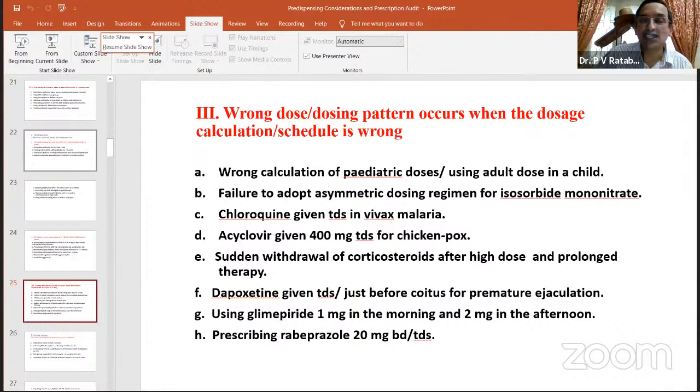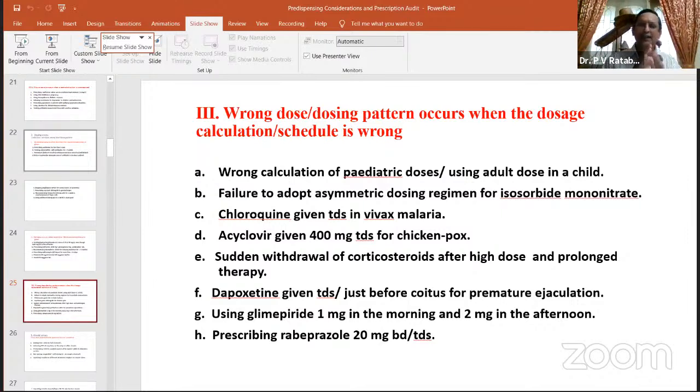Dapoxetine given TDS or just before coitus for premature ejaculation is again wrong. It has to be given 30 minutes before coitus. Next one is very, very common: using glimepiride 1 milligram in the morning and 2 milligrams in the afternoon. This is a wrong habit. I've seen many prescriptions with this type of prescribing. If at all you want to give glimepiride 1 milligram in the morning and again 2 milligrams later, it has to be in the evening before dinner and not morning and afternoon.